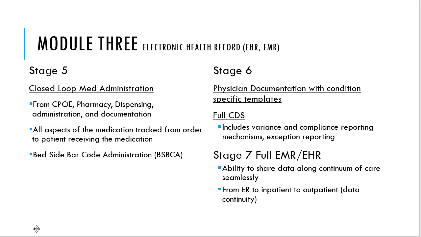And some of it includes 6 and 7 rights of the patient as well. But that whole closed-loop medication administration, from an electronic ordering to an administration that has electronic tracking and documentation, is really what stage 5 is all about. Stage 6, this is really where physician documentation with those evidence-based practice and true clinical decision support really comes into play.